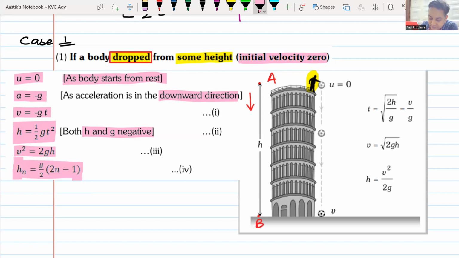If I have to find out the displacement in the nth second, I will just put the formula. Remember, g is negative. So in place of g, I will put minus 10 or minus 9.8. Do we understand this? Yes or no?